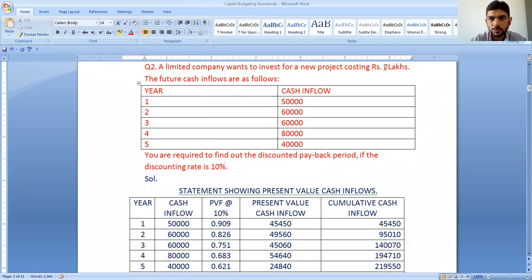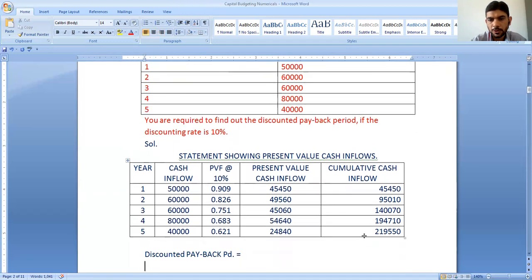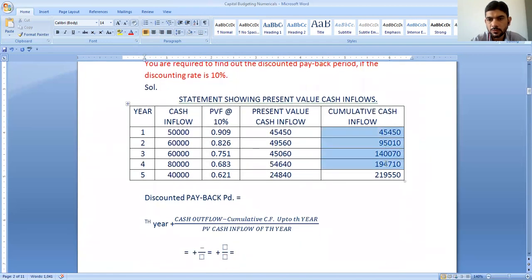The cash outflow is rupees 2 lakh. In which year it will be returned, we have to check from the cumulative cash inflows column. Now from the cumulative cash inflow column we are having values in this manner. We will easily find out that between year 4 and 5 our 2 lakh will be returned. So the fourth year and fifth year will be the effective cash inflow and cumulative effective cash inflows for the formula purpose.